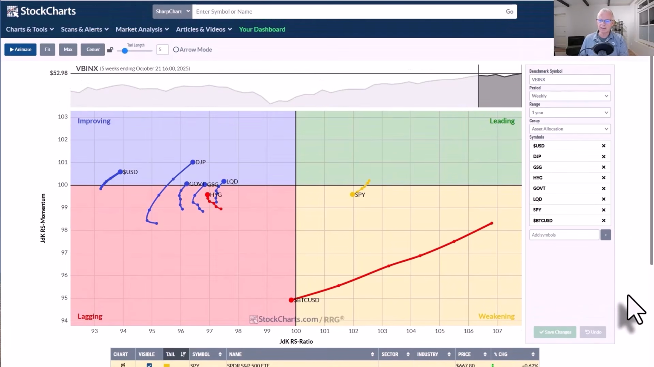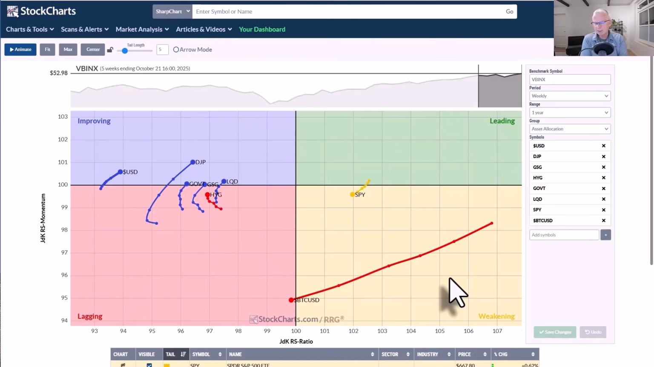So let's take a look at the current rotations. And let me get Bitcoin out of the way because as usual, this tail is so long, and that's because of the volatility and the huge moves that this thing is making. But it's very clear that it is going through a corrective period. It's moving through weakening, has just crossed into the lagging quadrant.